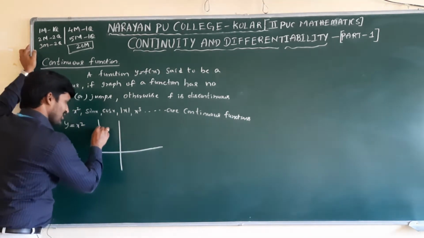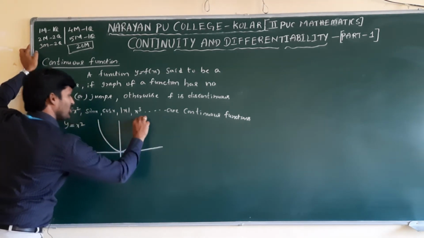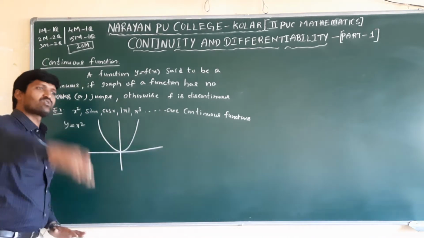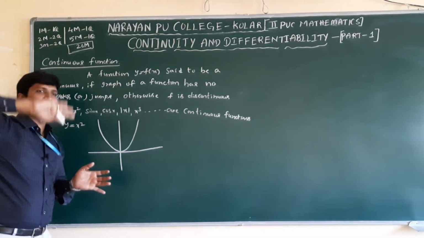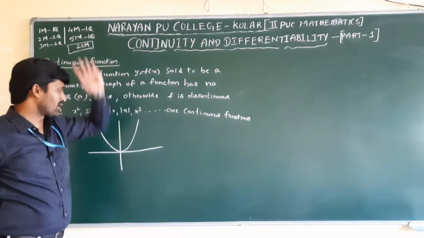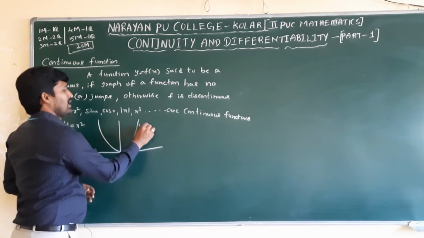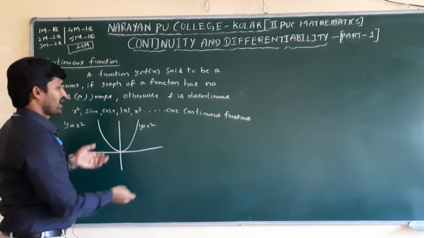Now we will start here. It never ends, we are not breaking. It is going on only. So if you start from one side, it is going up to the other side also, up to infinity we can draw. This is y is equal to x square. Like this we can draw mod x and everything.